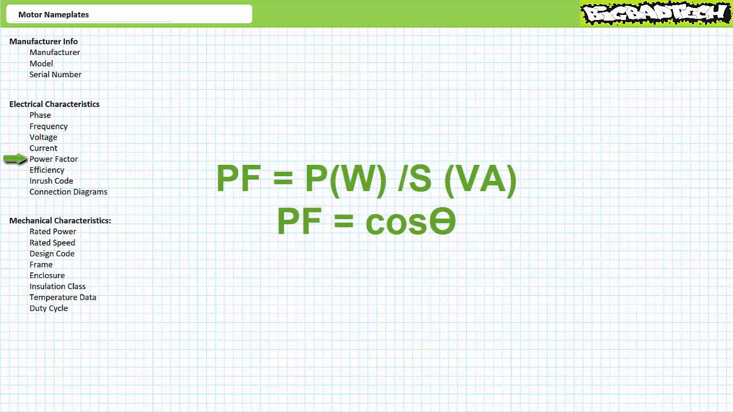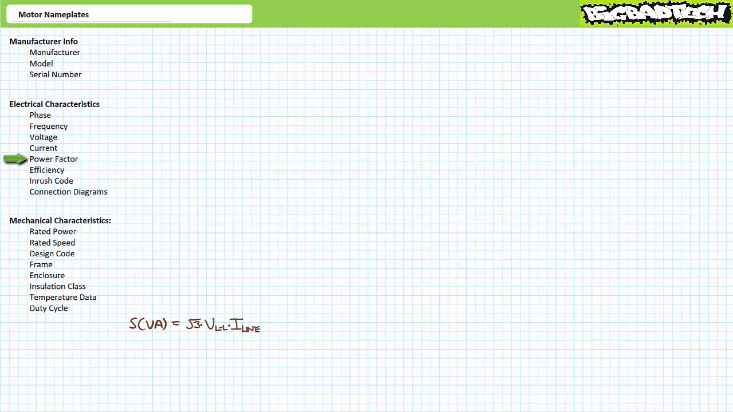Power factor is several things. 1, the ratio of real power over apparent power, or 2, the cosine of the phase shift between voltage and current. Motors are inductive loads and current will understandably lag voltage. Three-phase AC motors are customarily considered balanced loads, and electrical power in a balanced three-phase AC system can be calculated as follows. Apparent power S in units of volt amperes is equal to square root 3 times the line-to-line voltage times the line current.